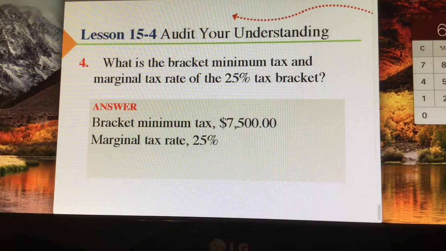What is the bracket minimum and marginal tax rate for 25%? So the bracket minimum is going to be $7,500, and then that marginal tax rate is going to be 25. Don't worry, guys, you do not need to memorize this. You will have access to the book for all assignments and tests. So this is going to conclude part 1 of the video, and then we're going to go ahead and get into our assignment with part 2.